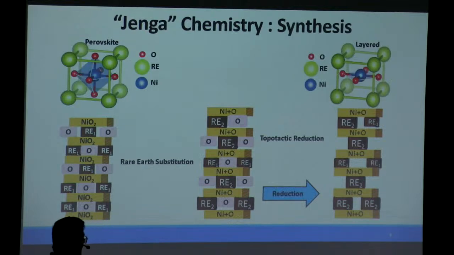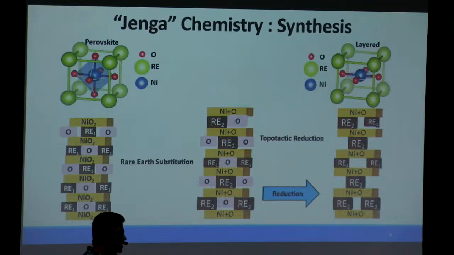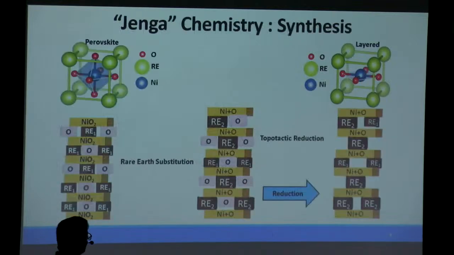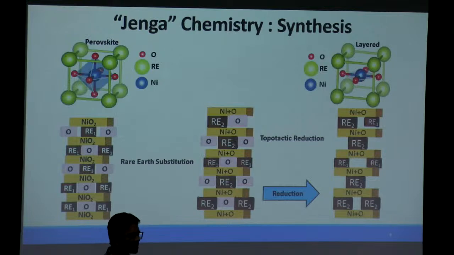But here there is a subtle difference, an exception. The rare earths are not simply rare earth of one kind. There are two types, rare earth 1 and rare earth 2. These are the rare earth substitutions, and this particular structure is a bit unstable. So we do the topotactic reduction. What we do in topotactic reduction is remove these oxygen blocks from this Jenga, and we end up with this type of layered structure.